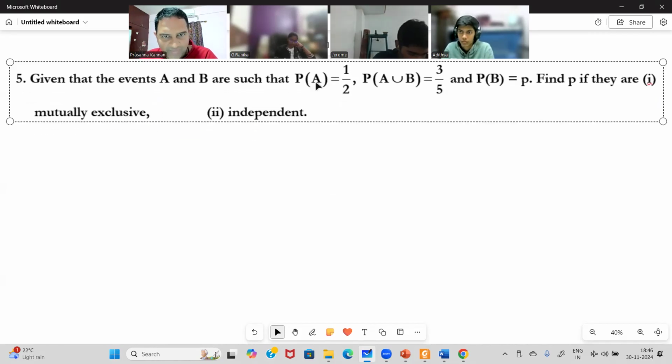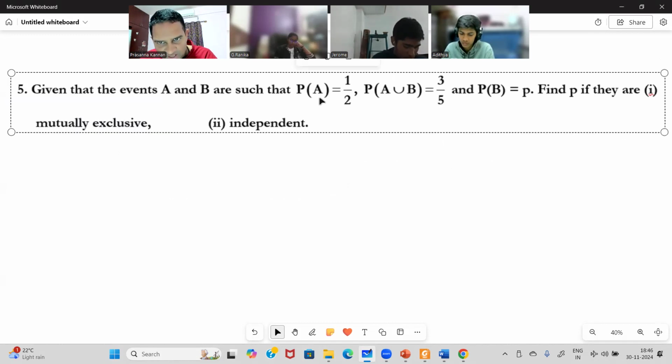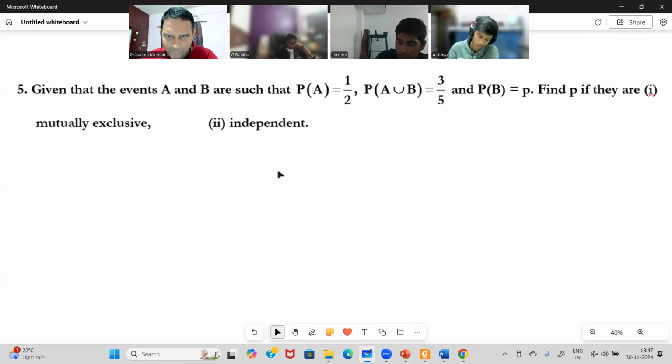Given that the events A and B are such that P of A is 1 by 2, P of A union B is 3 by 5, and P of B we don't know. Let's say it's P. First part, find P if they are mutually exclusive. What do you mean by mutually exclusive? We have learned this last year. Two events A and B are mutually exclusive if the occurrence of one prevents the occurrence of the other.